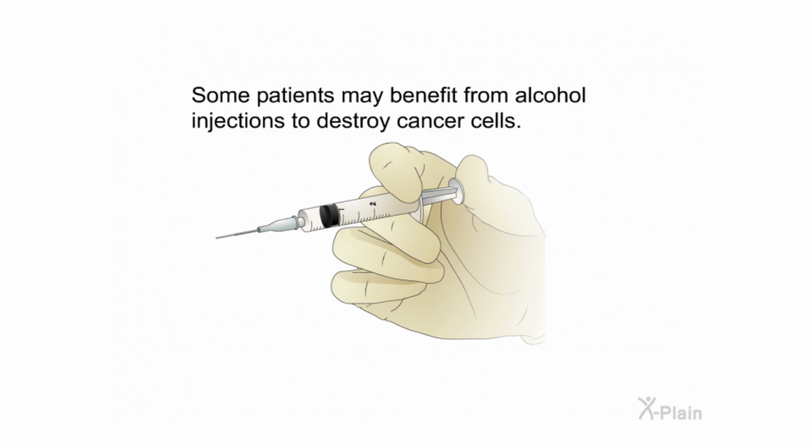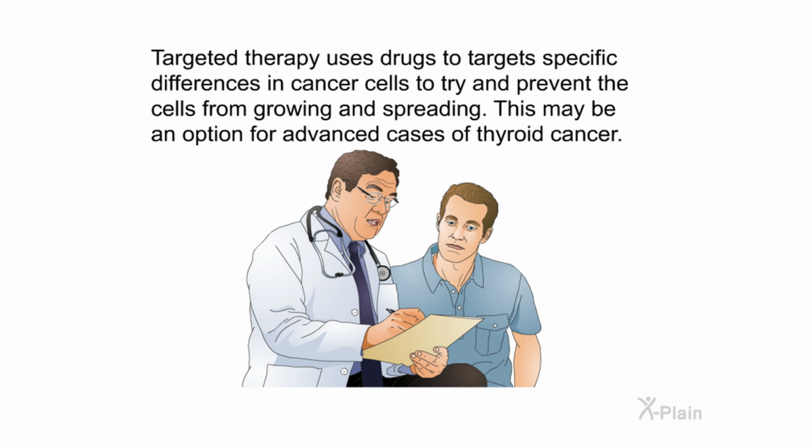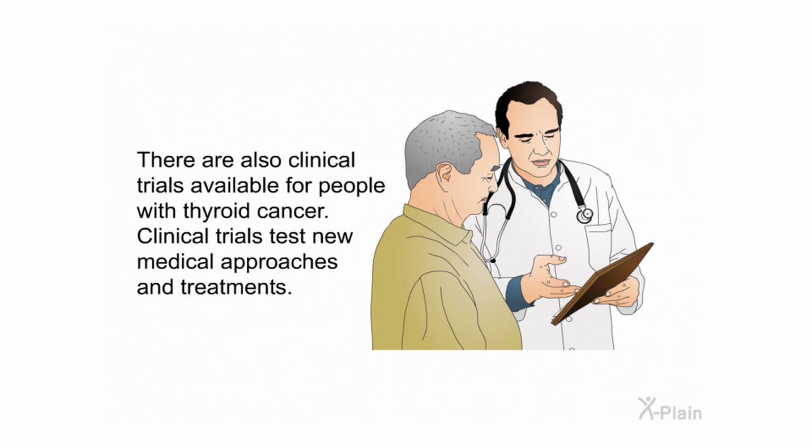Some patients may benefit from alcohol injections to destroy cancer cells. Targeted therapy uses drugs to target specific differences in cancer cells to try and prevent the cells from growing and spreading. This may be an option for advanced cases of thyroid cancer. There are also clinical trials available for people with thyroid cancer. Clinical trials test new medical approaches and treatments.